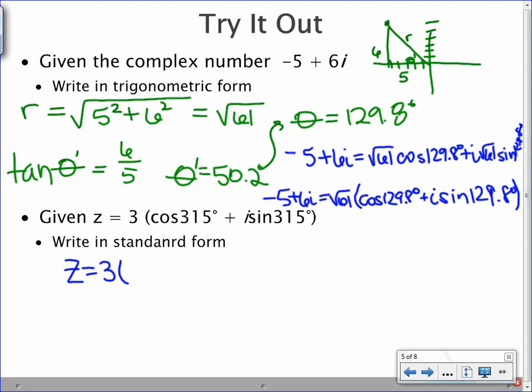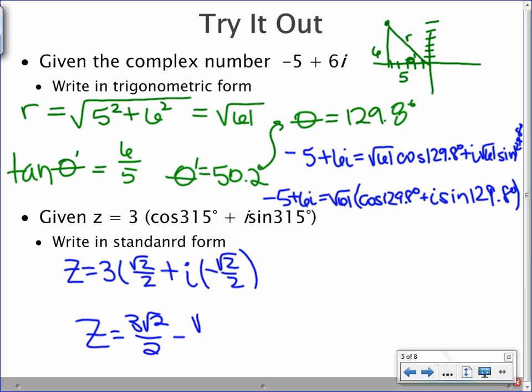what is the cosine of 315 degrees? Positive or negative? Positive, cosine in the fourth quadrant, right? And then, what's the sine of 315? So in standard form, our number is 3 radical 2 over 2 minus radical 2 over 2i. The i can come last when we're in standard form, like usual, okay?